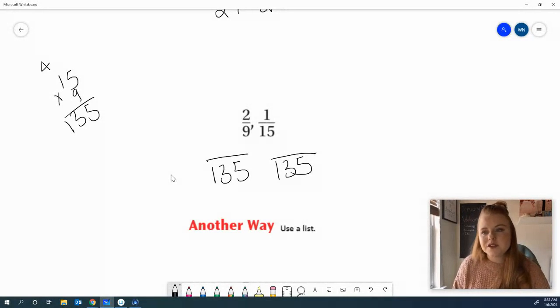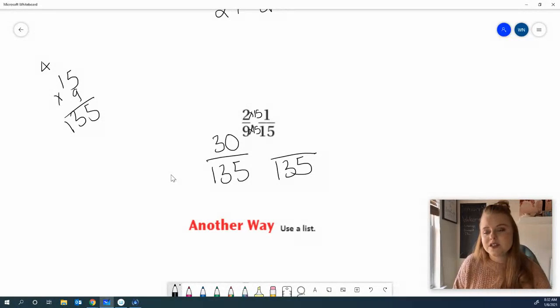So because I multiplied 9 times 15 to get to 135, I have to multiply the numerator by the same exact number. So we're going to say 2 times 15. So that gets me 30. So 2/9, an equivalent fraction for that is 30 over 135.